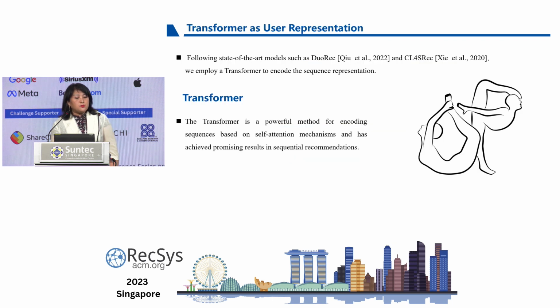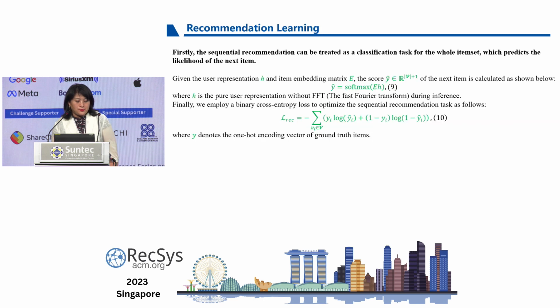Following the state-of-the-art models such as DuoRec and CL4SRec, we employ a transformer to encode the sequence for recommendation. As you know, the transformer is very popular. It's a powerful method for encoding sequences based on the self-attention mechanism and has achieved promising results. Firstly, the sequential recommendation can be treated as a classification task for the whole item set, which predicts the likelihood of the next item. Given the user representation H and item embedding matrix E, the score of the next item is calculated as shown below.